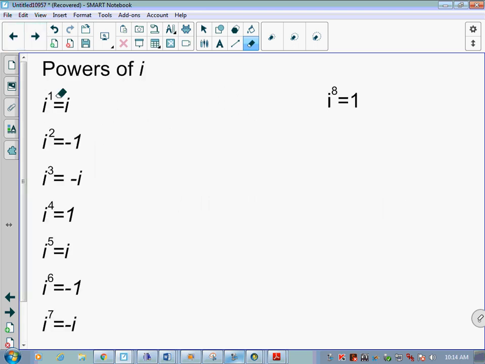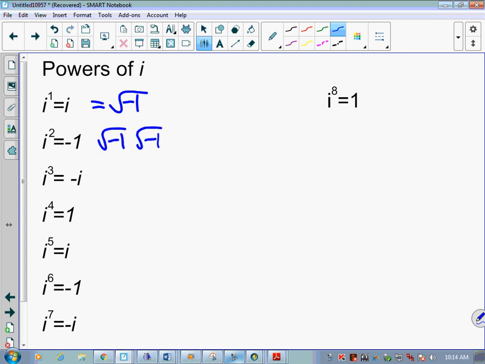Now I want to talk to you a little bit about i. i to the first is i. This also equals, the square root of -1 is i. i squared is -1 because the square root of -1 times the square root of -1 is equal to -1.